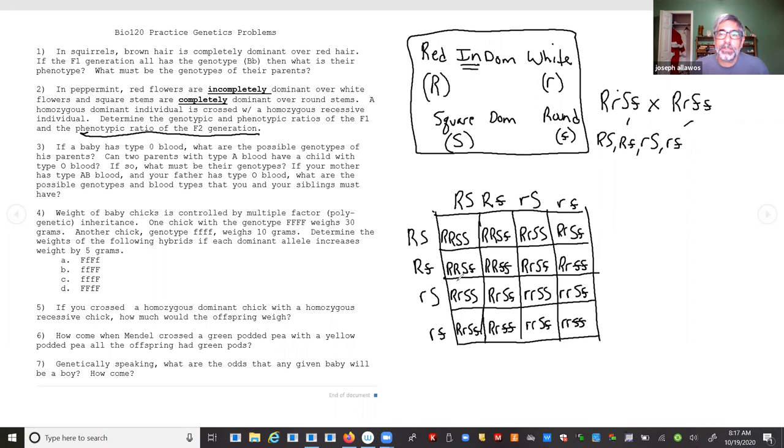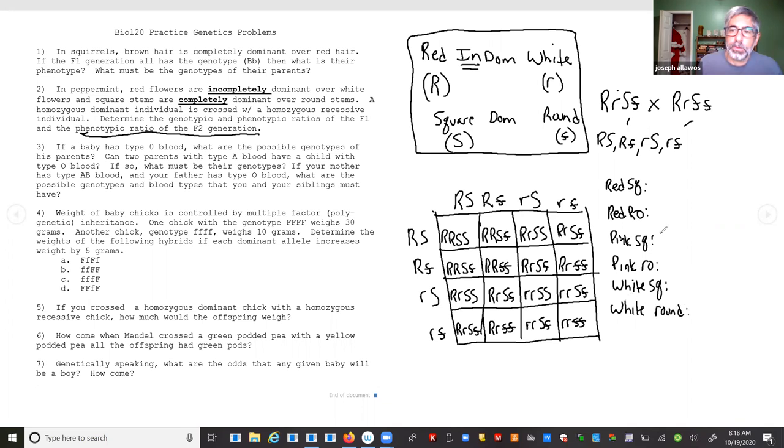So we might just take a second to think about what are the possible ways that any of these offspring might look. Well, there's a bunch of different ways they could look. They could be red and square, right? There's a possibility. They could be red and round. They could be pink and square. They could be pink and round. They could be white and square, or they could be white and round, okay? There's six different possible phenotypes. Now, did we get them all? We don't know yet. We have to go through the boxes and see, okay?